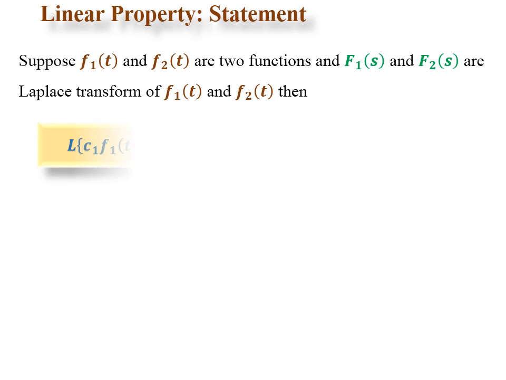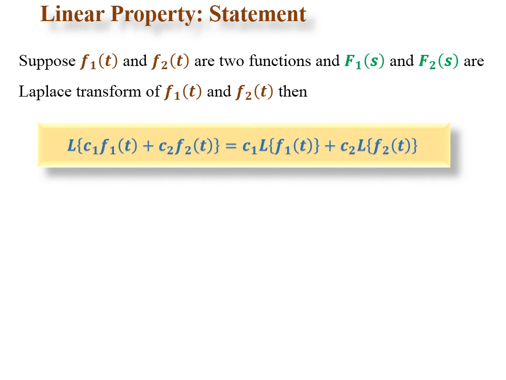In that case, the Laplace transform of the combination of f1 and f2 in such a way, c1 f1(t) plus c2 f2(t), equals c1 times the Laplace transform of f1(t) plus c2 times the Laplace transform of f2(t). This is the basic linear property of the Laplace transformation, where c1 and c2 are any arbitrary constants.